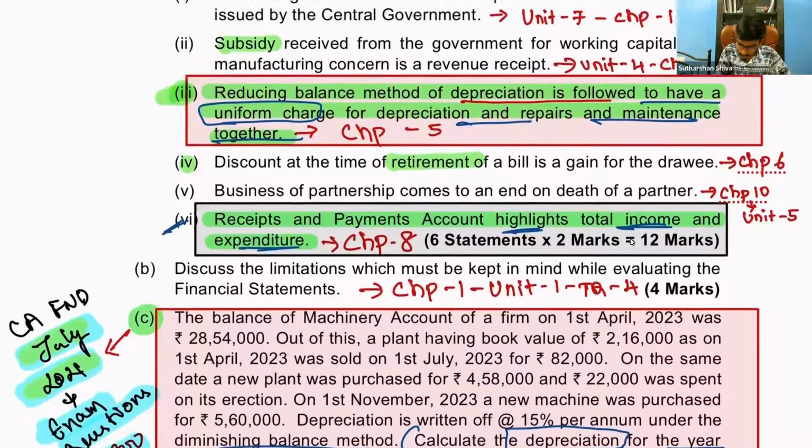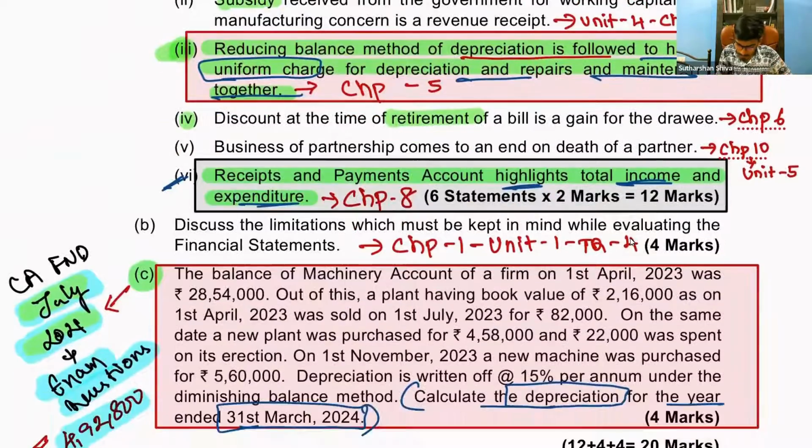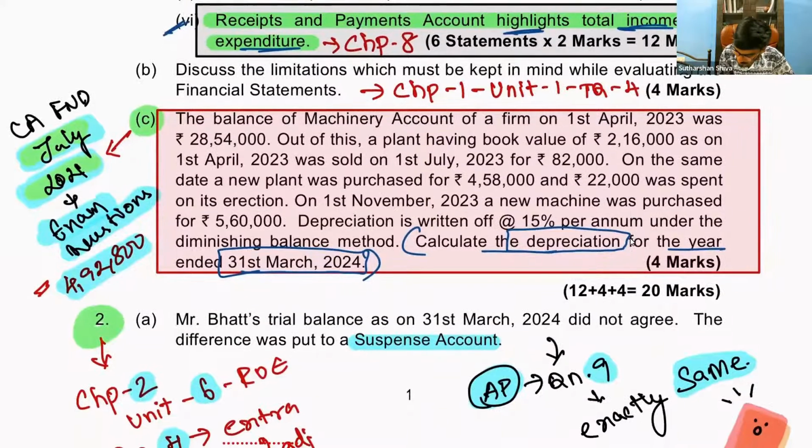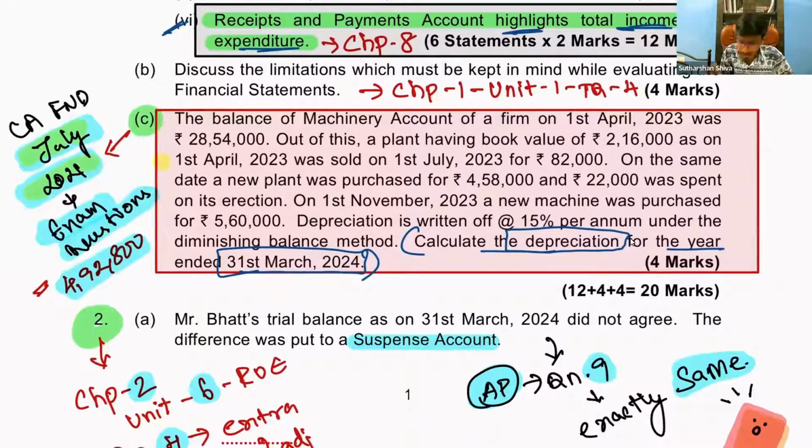That is what we have solved. 1B is already there in your material; you can refer to it. 1C, understand this carefully. I hope the question is visible to you, right?